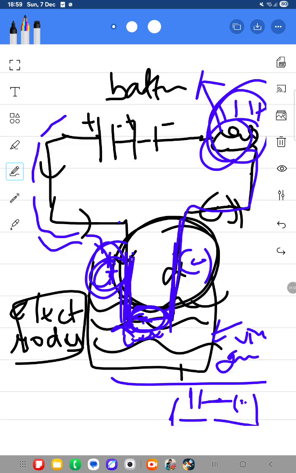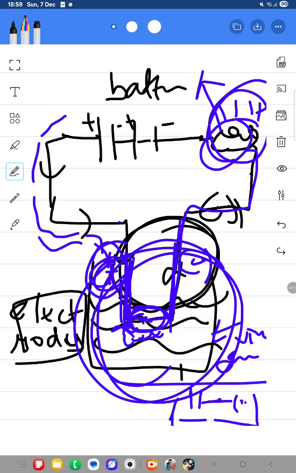Heating effect means the change in heat, meaning temperature increment. When we pass electricity through a conductor, it will show heating effects. Just this much.